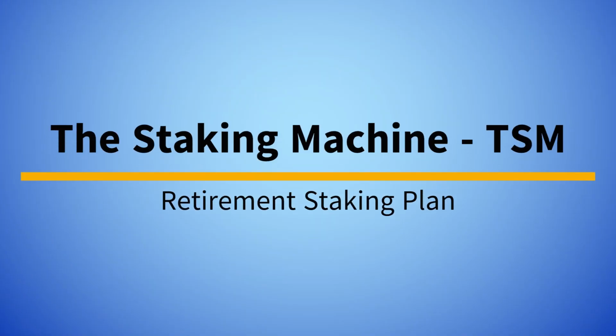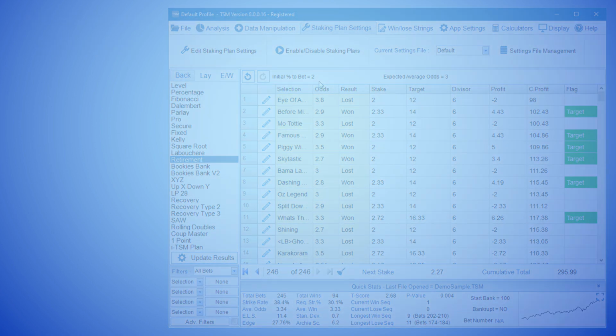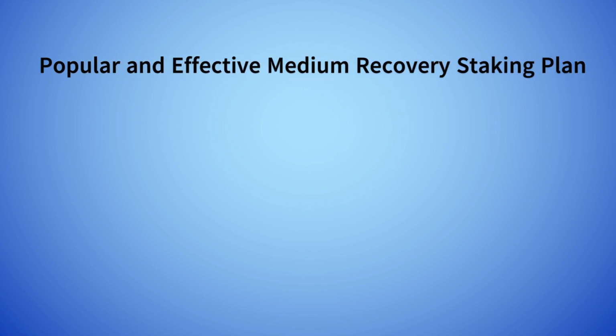In this video, we will briefly look at the retirement staking plan that is available in TSM. The screenshots in this video show TSM V8 desktop, however, this staking plan is also available in the TSM app. The retirement staking plan is a popular and effective medium recovery staking plan. If used correctly, it will keep your stakes well under control.